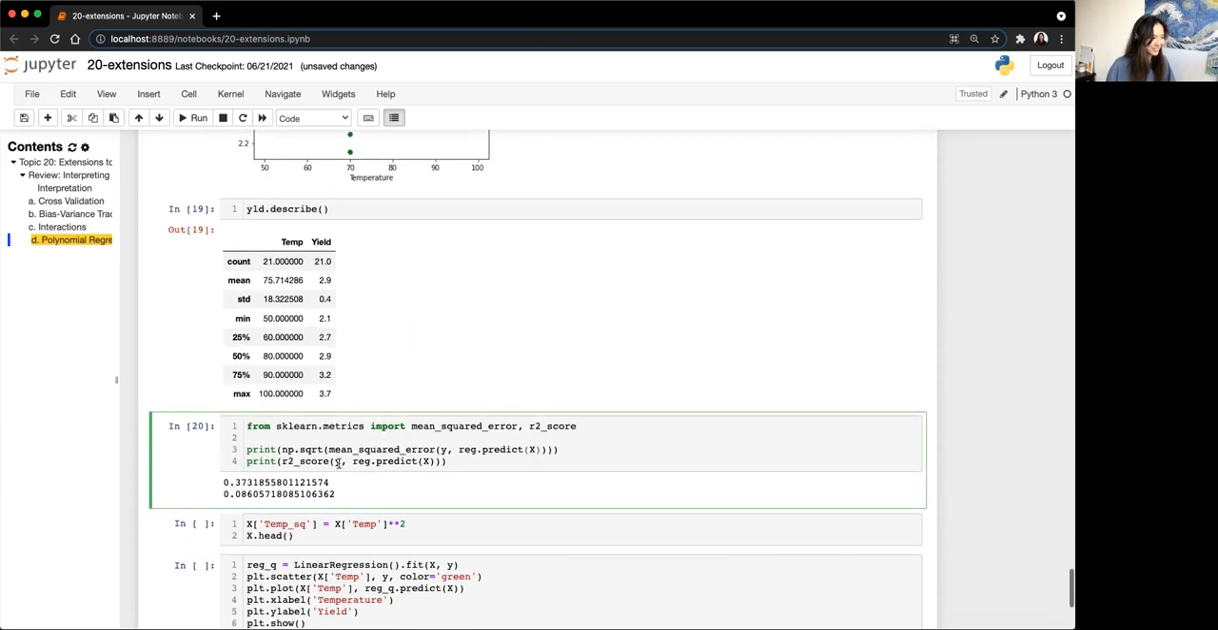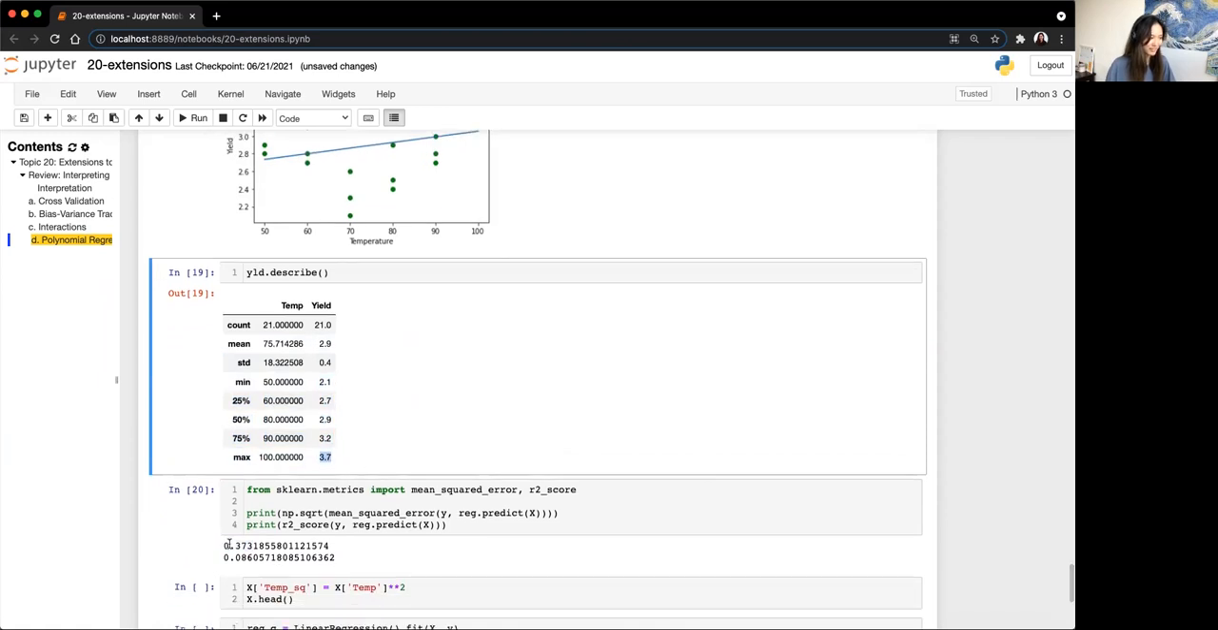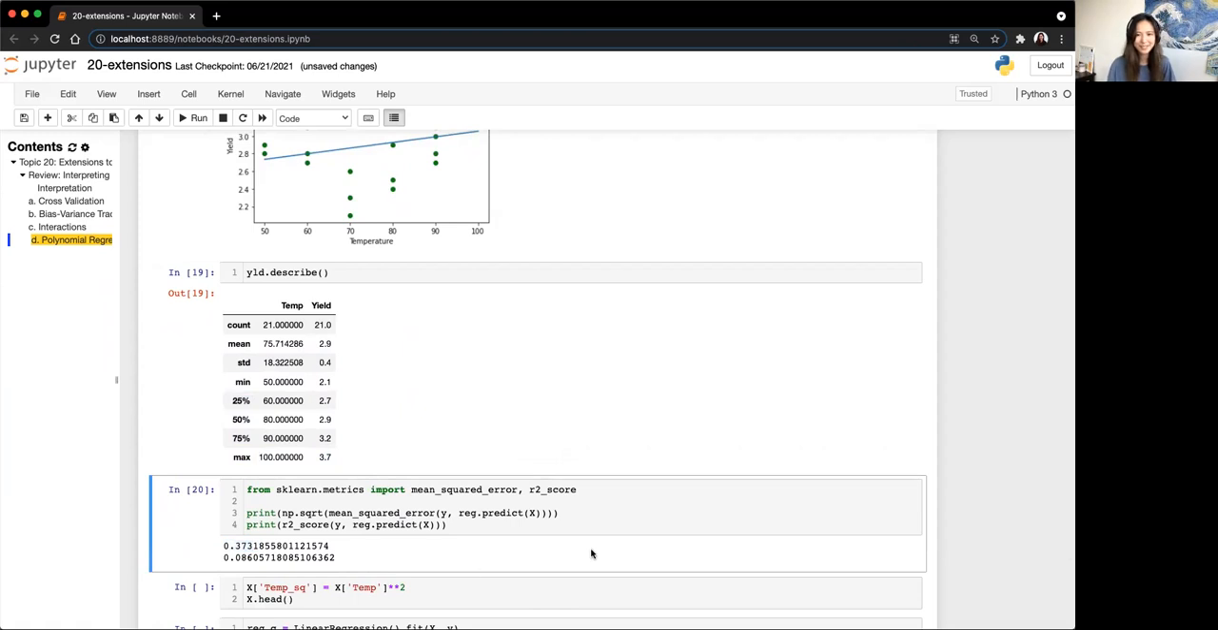And also you can see that there's a root mean squared error of 0.373. And the range of yield goes from 2 to 3.7. So a 0.373 error is about 10% of your maximum value. Again, depending on the context of yield, that may or may not be good. But let's just try something to see whether we can make this better.